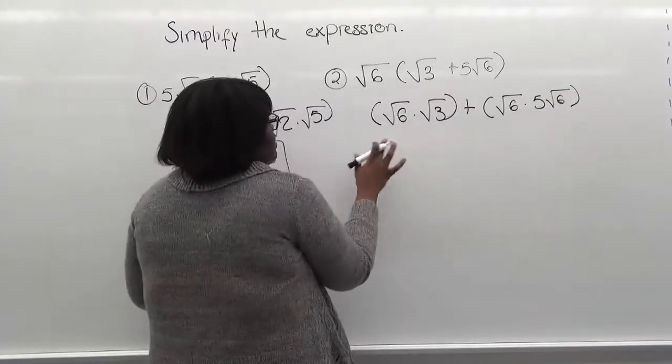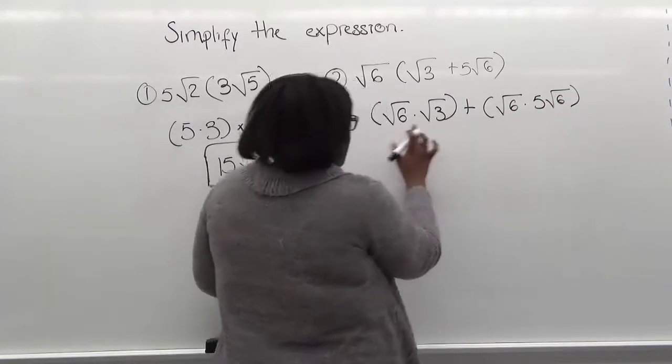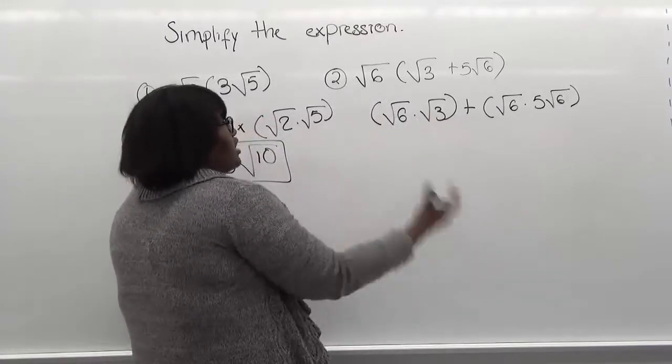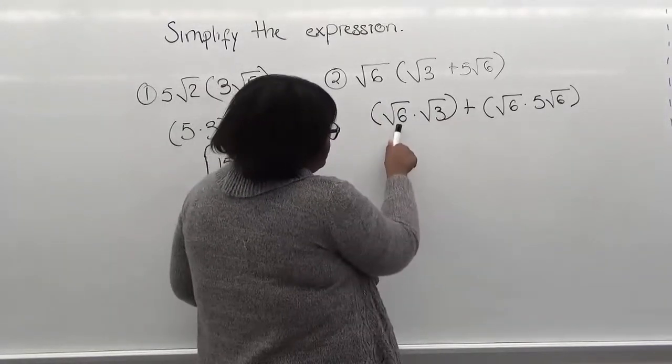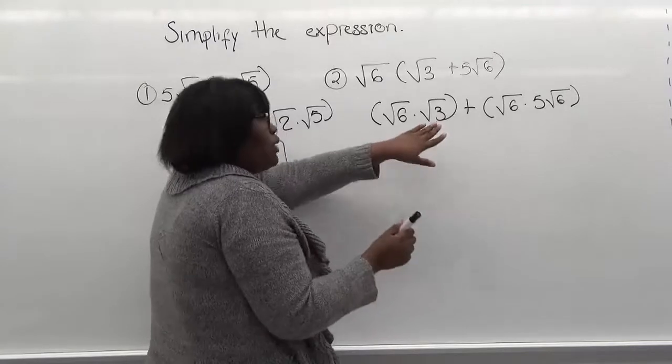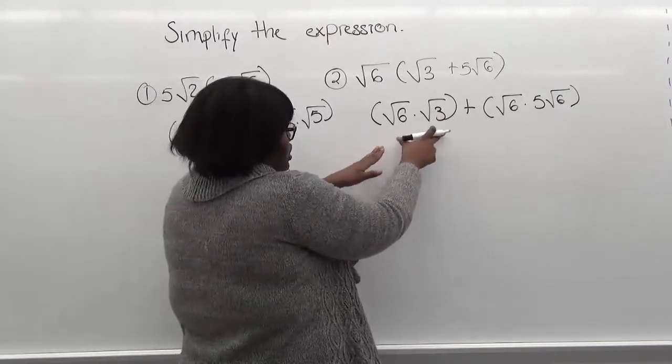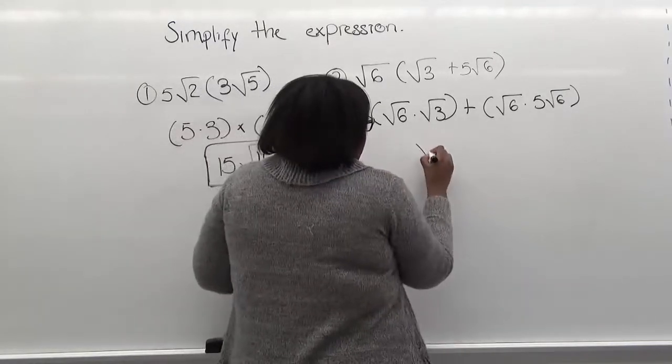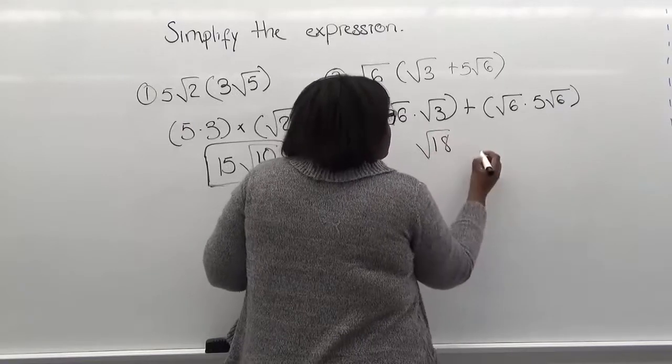Now when we multiply these numbers out, we have to look if they're both under the radical or if there's a number that's outside the radical. As you can see, 6 and 3 are both under the radical, so we can multiply these two numbers together. So we're going to have radical 18.